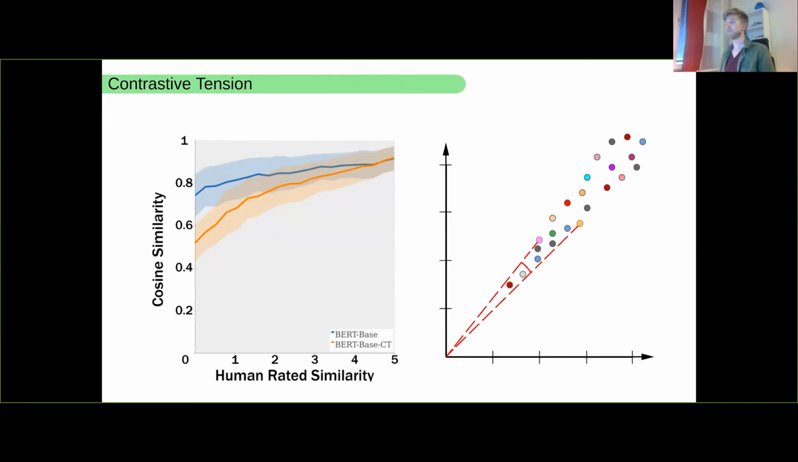What we find when we apply contrastive tension to BERT is that we have indeed managed to decrease the similarity for differing sentences. We also see that sentences that have been humanly rated to be semantically similar have remained close in the embedding space. So what we assume has happened here is that we have in fact dissipated the embedding space somewhat without removing too much of the pre-trained knowledge that we gained throughout the pre-training task.